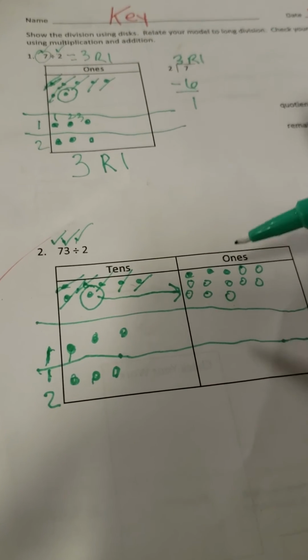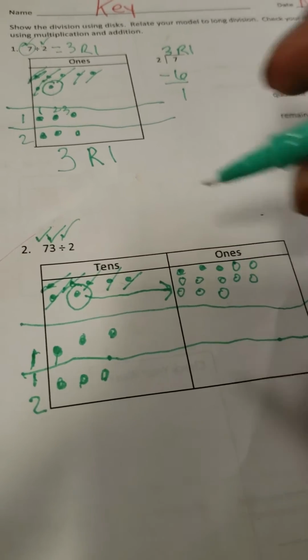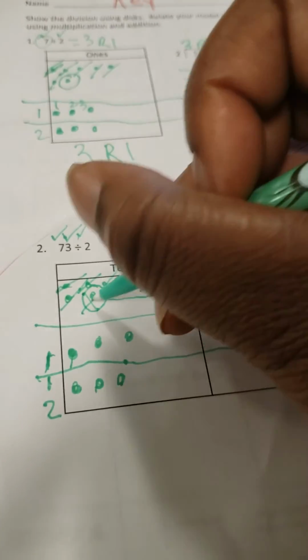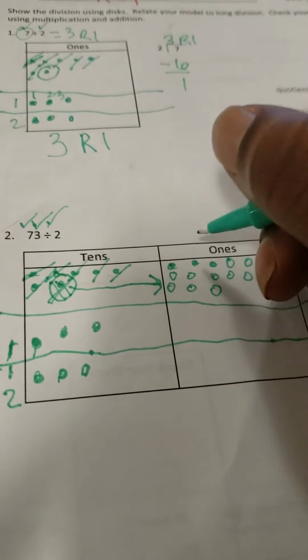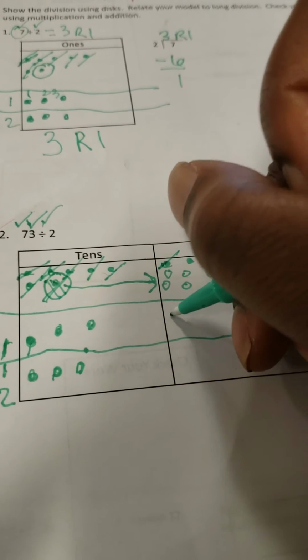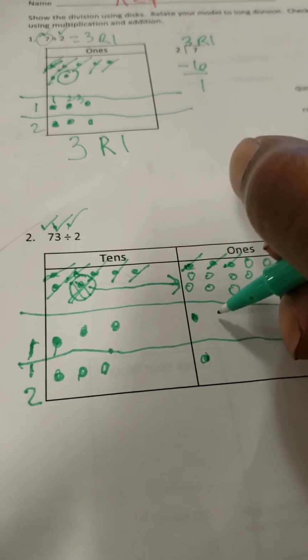All right? So now I need to take care of my ones. I've already taken care of this 10, so that's not a remainder there. We needed to regroup them. Now, I'm going to do the same thing. Cross off and draw in each row.